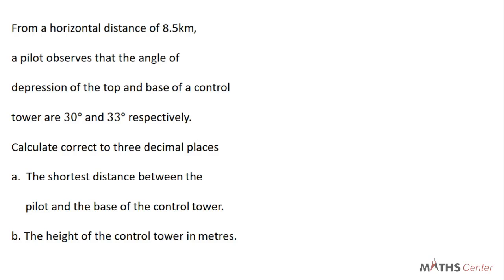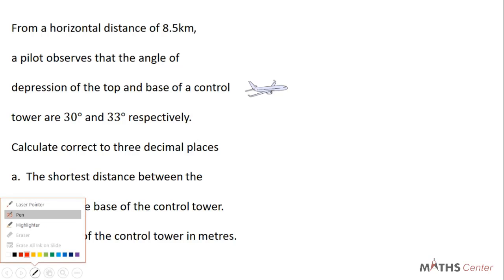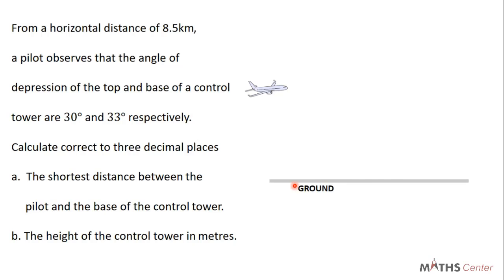It says that from a horizontal distance of 8.5 kilometers, a pilot observes that the angle of depression of the top and base of a control tower are 30 degrees and 33 degrees respectively. So there is a pilot. We know that pilots are in airplanes, so let's bring this airplane. So we have the pilot in this airplane here. Now this is the ground level. The control tower is on the ground here, and the pilot is in the air.